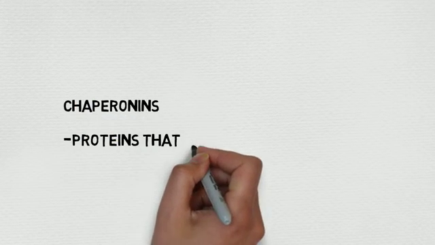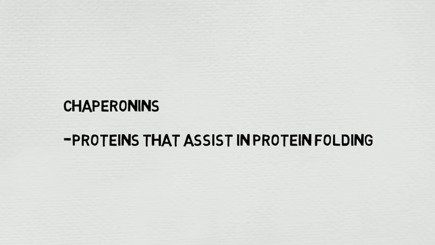Chaperones are proteins that assist in protein folding. When a polypeptide is being made, it goes inside chaperones, where the amino acids can form proper interactions.